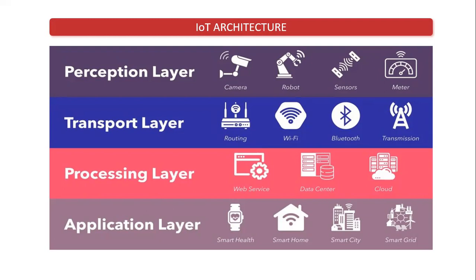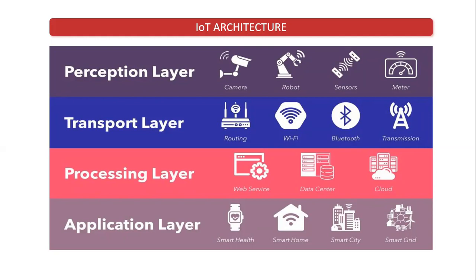And the next layer, the network layer, focuses on establishing the connectivity between IoT devices and facilitating the data transmission. Actually, we can transmit our data by using this transport layer, by using either a router, Wi-Fi, or Bluetooth. It depends upon our application.